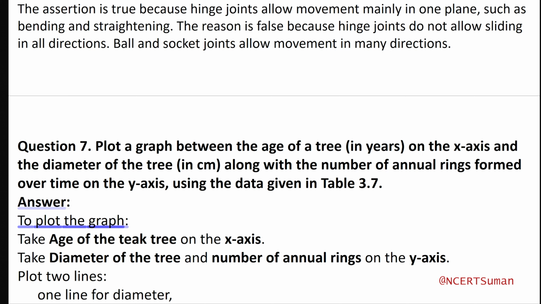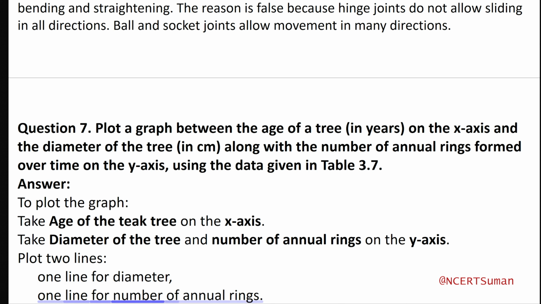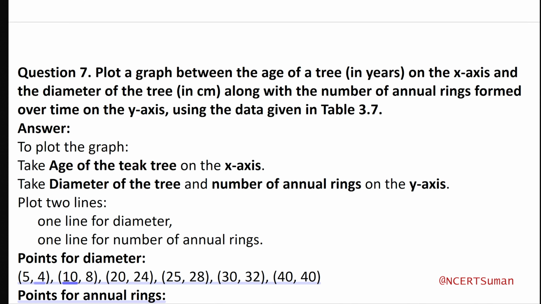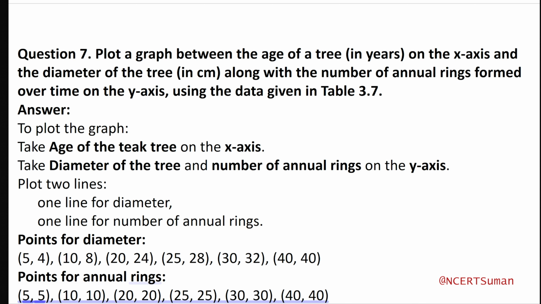Answer. To plot the graph, take age of the teak tree on the x-axis. Take diameter of the tree and number of annual rings on the y-axis. Plot two lines. One line for diameter. One line for number of annual rings. Points for diameter: 5, 4, 10, 8, 20, 24, 25, 28, 30, 32, 40, 40. Points for annual rings: 5, 5, 10, 10, 20, 20, 25, 25, 30, 30, 40, 40.